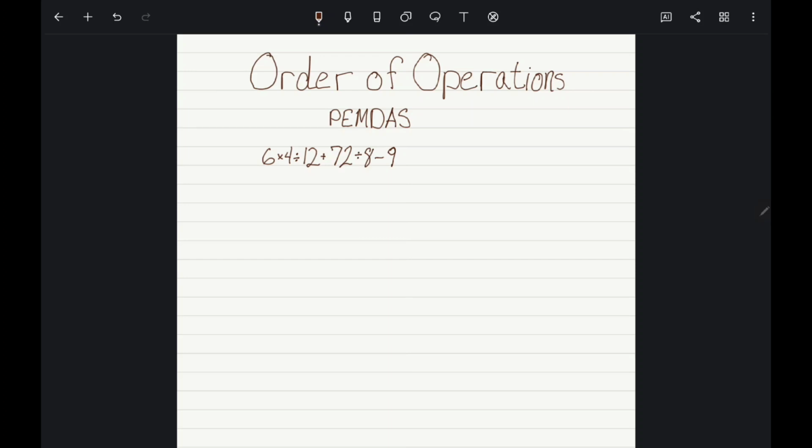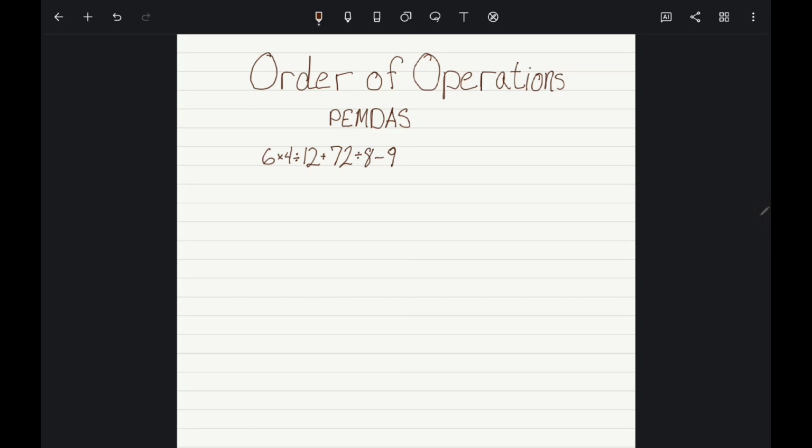Anyway, let's learn order of operations. Just as the name implies, questions like these actually have an order to solve them. So here we have the acronym PEMDAS. Now first off, here's the first problem that we're going to be working with.